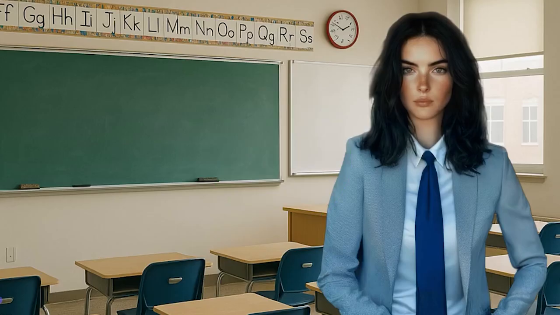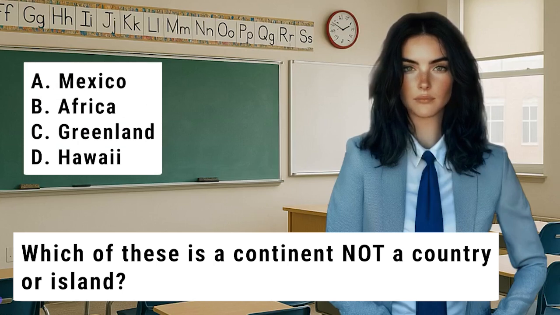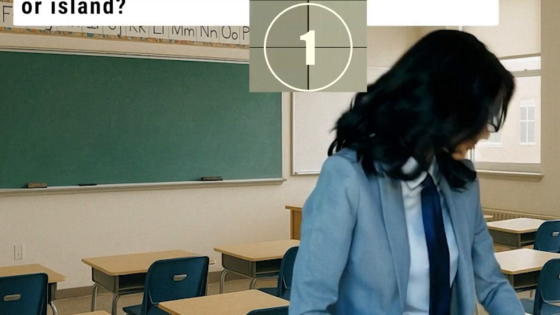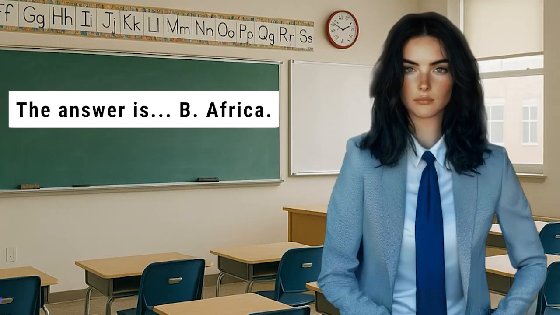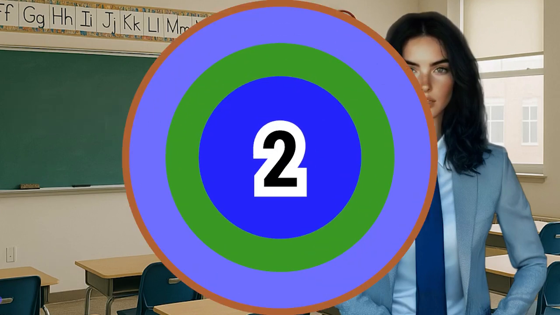Question 1. Which of these is a continent, not a country or island? A. Mexico, B. Africa, C. Greenland, or D. Hawaii. You have 6 seconds. Think quickly. This is the easy one to start with. Pause if you need more time. Time's up. The answer is B. Africa. Mexico is a country. Greenland and Hawaii are islands. Africa is the continent.